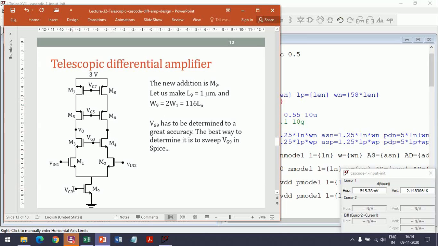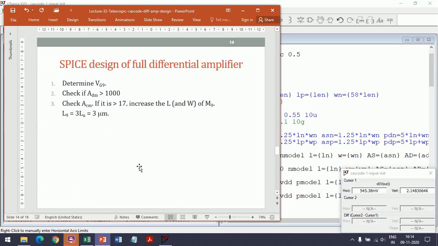VG9 requires a very, very accurate number. We shall see. So with this, let us simulate. Okay, so these are the steps we'll follow. So we'll determine VG9 by doing a SPICE DC sweep of VG9.